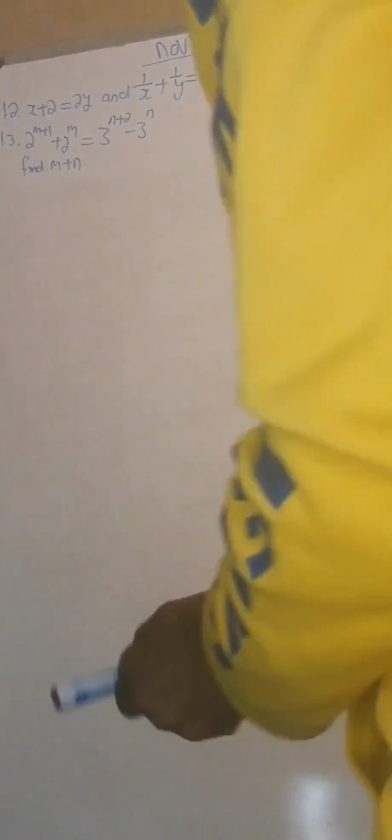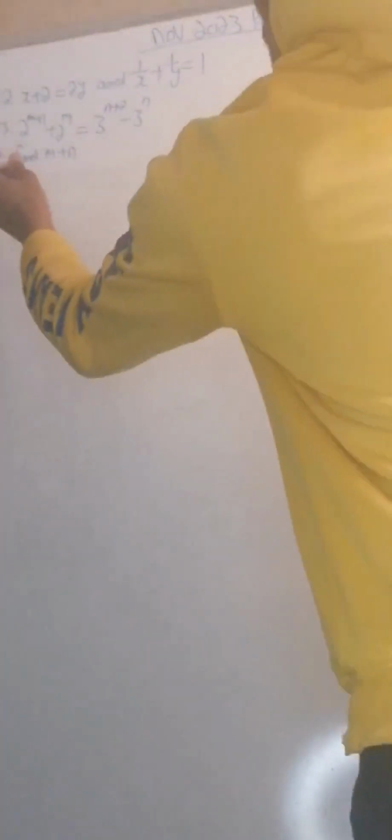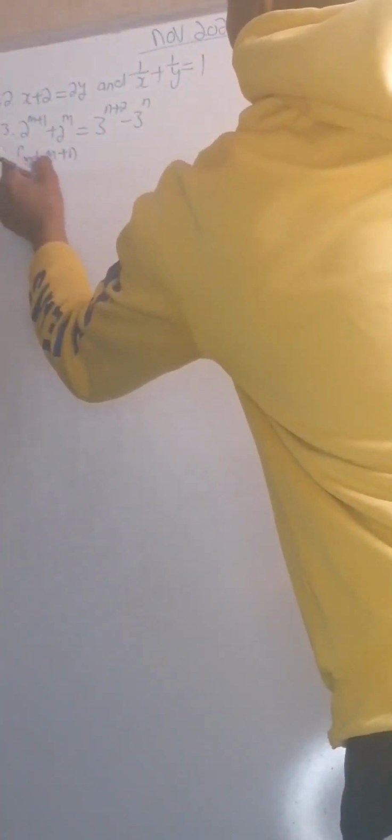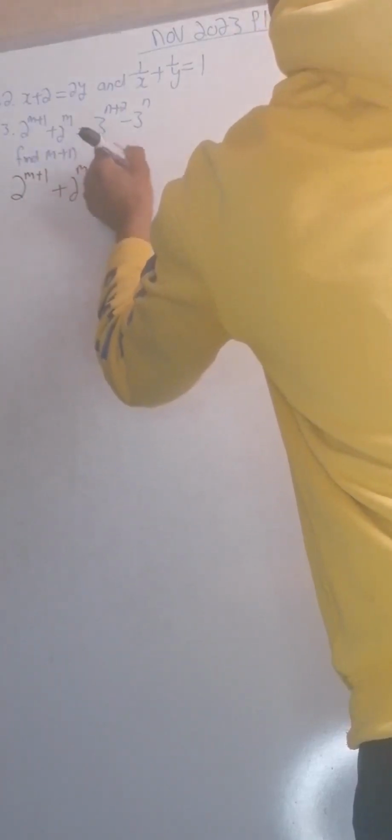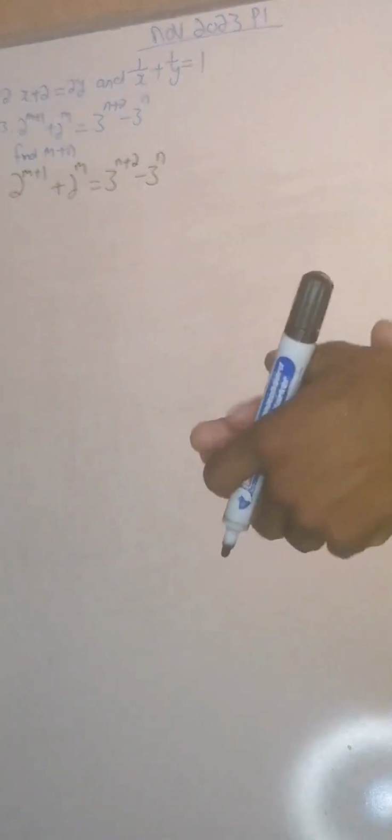Right. So let me start first by copying down the problem that we have. I think this is going to help us a lot. So I'm going to write 2^(m+1) + 2^m·3^n + 2 = 3^n. So this is exactly what we have.